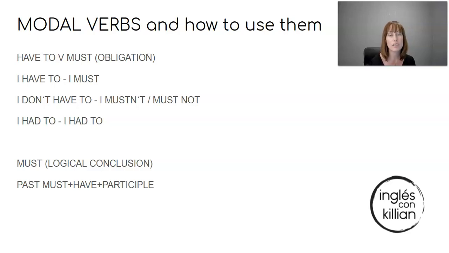So for example, today I have to go. Yesterday I had to go. It's just using the verb have, changing it to had with the to. But for must, in the sense of an obligation, in the past, you have to use had to. Must doesn't have a past.